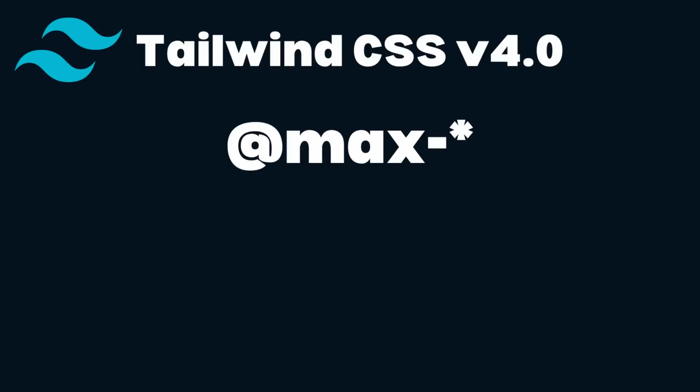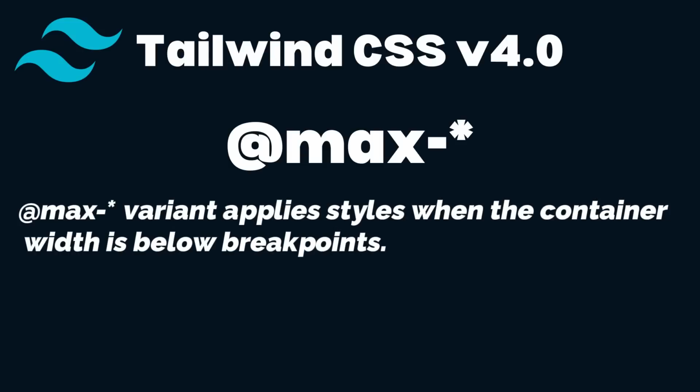Next, let's talk about the max variant. The max variant in Tailwind CSS 4 is a powerful addition that allows you to apply styles when the width of the parent container is below a specific breakpoint. Unlike traditional viewport-based media queries, which target the entire browser window, max focuses on the size of the container itself. This makes it perfect for building responsive, context-aware components that adapt to their immediate environment, rather than relying on the overall viewport size.